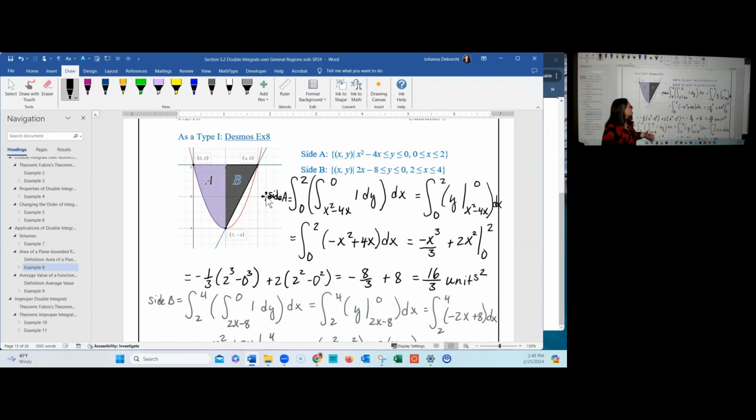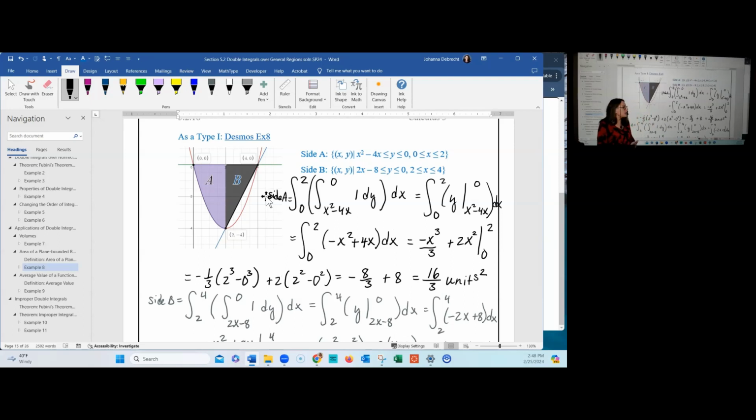Side A is the integral from 0 to 2 with respect to x on the outside, and the inner integral is from x squared minus 4x to 0 of 1 dy. When we integrate 1 with respect to y, we get y. Substituting the limits of integration, because 0 is the upper, we get negative x squared plus 4x. Now we can integrate this with respect to x, and when we simplify, we get 16/3 square units. That's the amount of area on the purple side, side A.